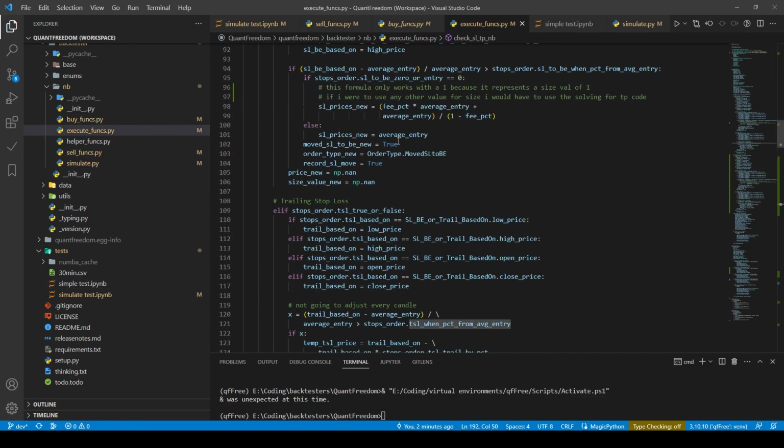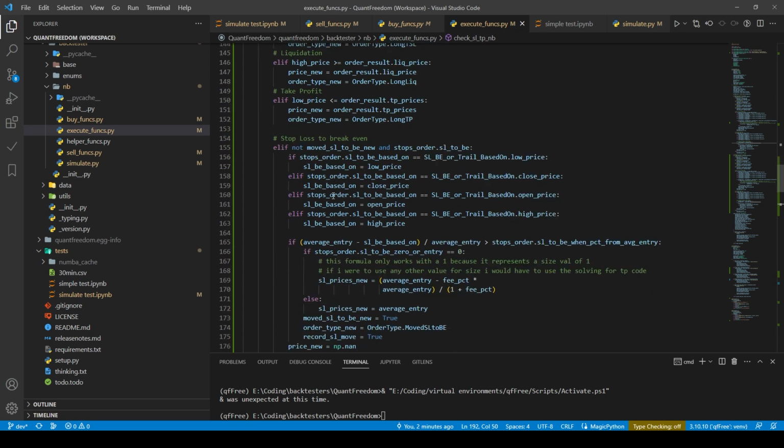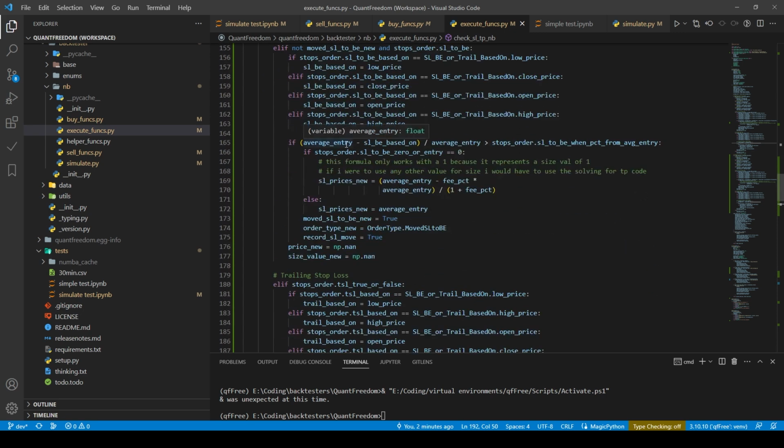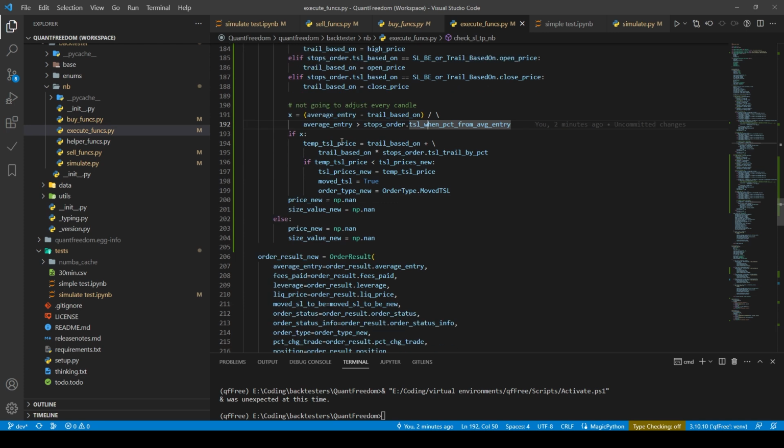We went through and added the short entry. So we already went through the math for this. This should work. And then here we had to change this average entry minus to get the percent. And then I guess this is where we got stuck here. And then now we moved on to the trailing. So the trailing, we had to do the same thing.